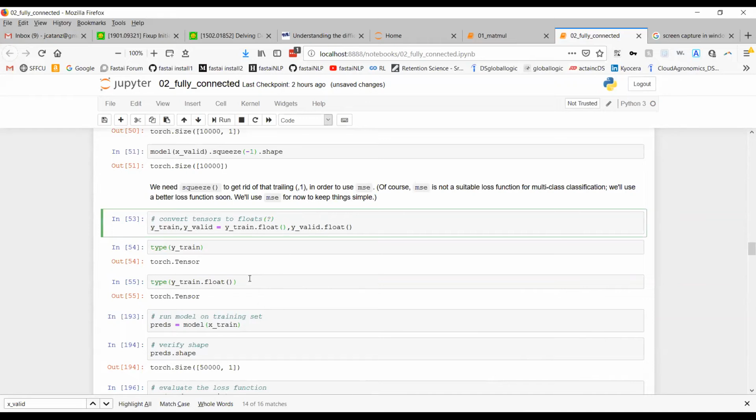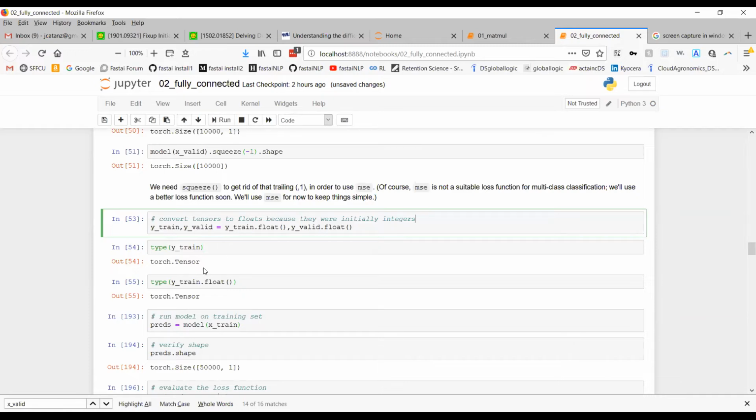Yeah, because the Y train is integers between 0 and 9, and we want everything to be done in the MSE as a floating number. So that's why this is done: convert tensors to floats, because they were initially integers. Okay. Thank you so much.